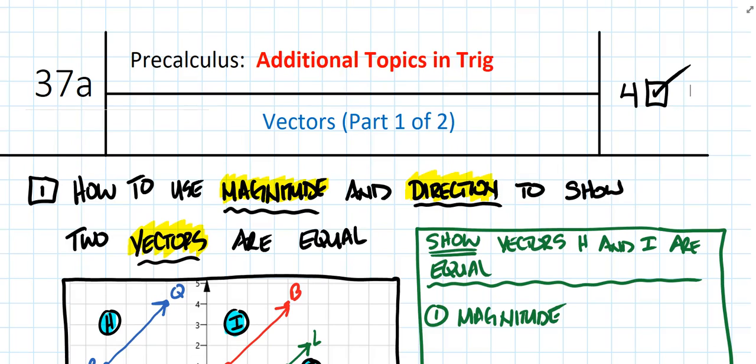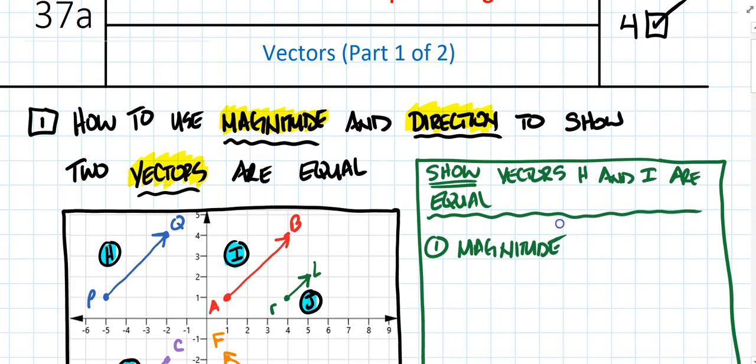Welcome to Precalculus Concept 37A, underneath additional topics in trig. This is called Vectors Part 1 of 2, and there's 4 boxes for us to talk about. So let's get right into it here.